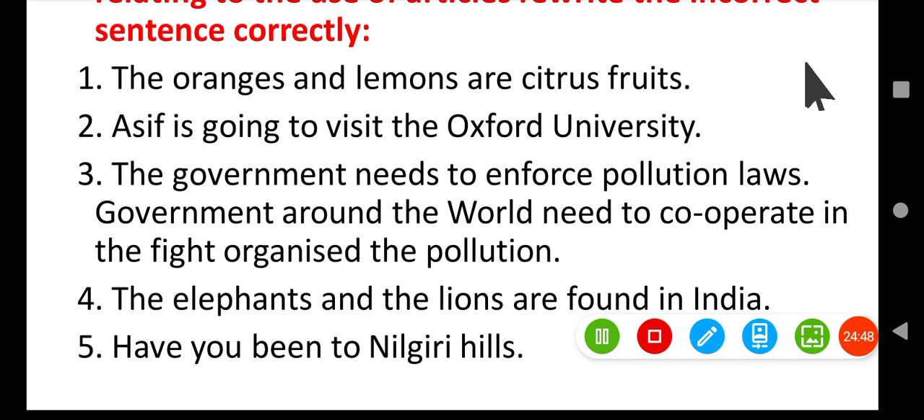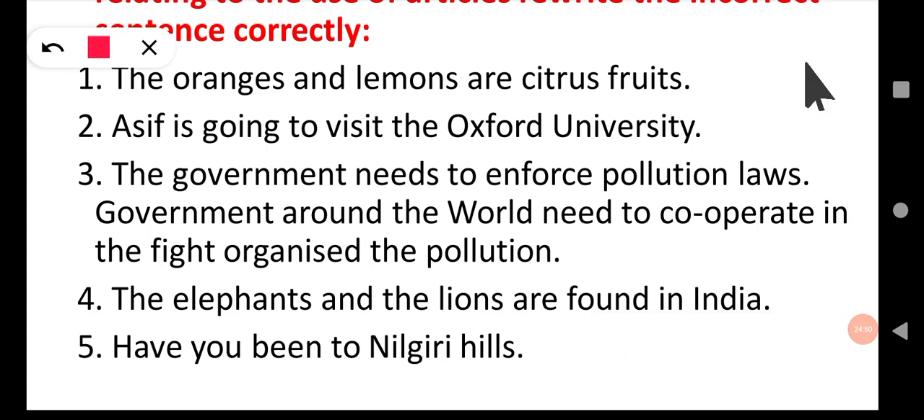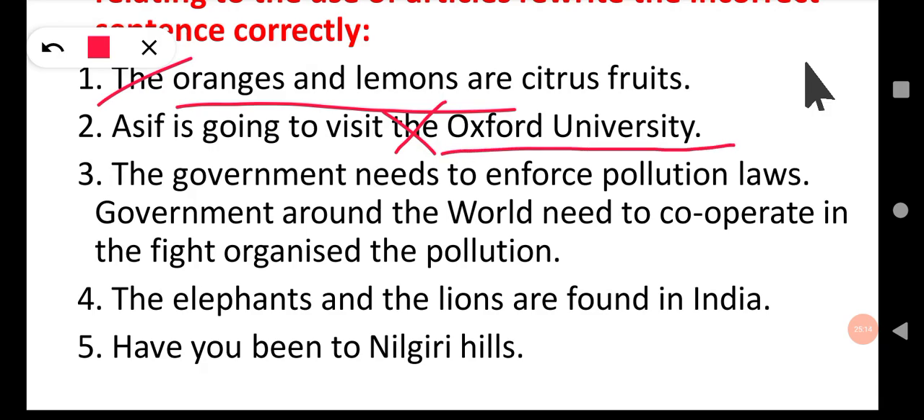"The oranges and lemons are citrus fruits." Can you use "the"? Are you speaking about particular lemons and oranges? No, you can directly say "Oranges and lemons are citrus fruits." Next, "Asif is going to the university, the Oxford University." Not "the Oxford University." Only "the" is used in front of university names which start with "University of." This is not "University of," this is used directly, so "the" cannot be used.